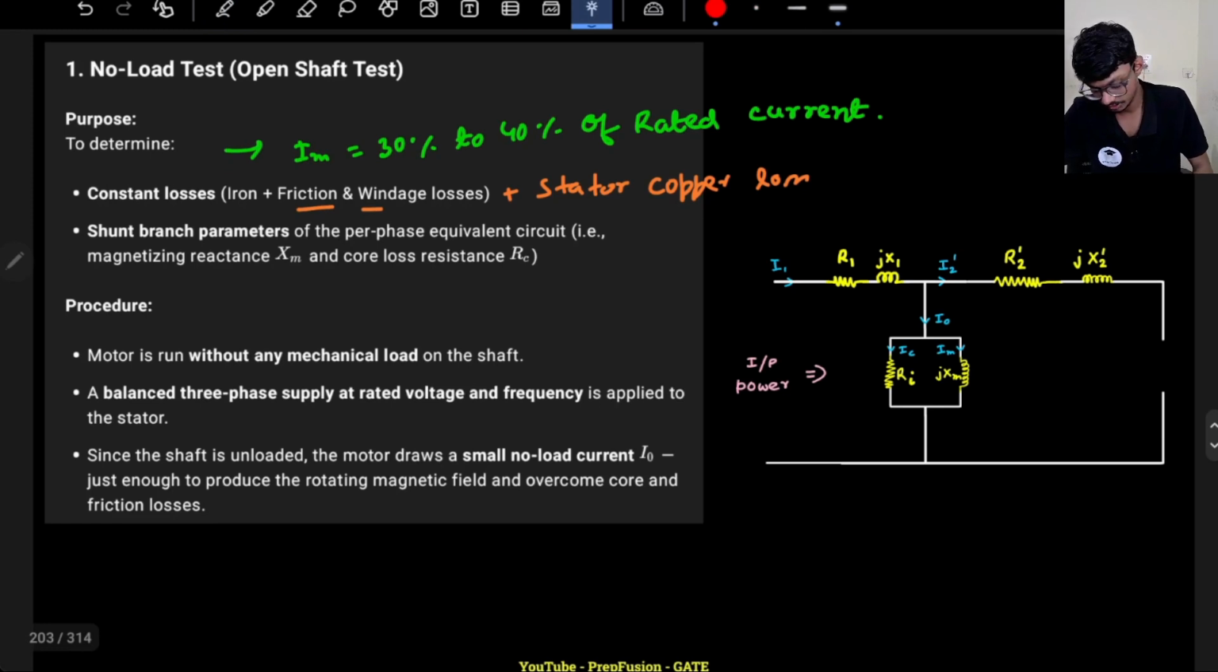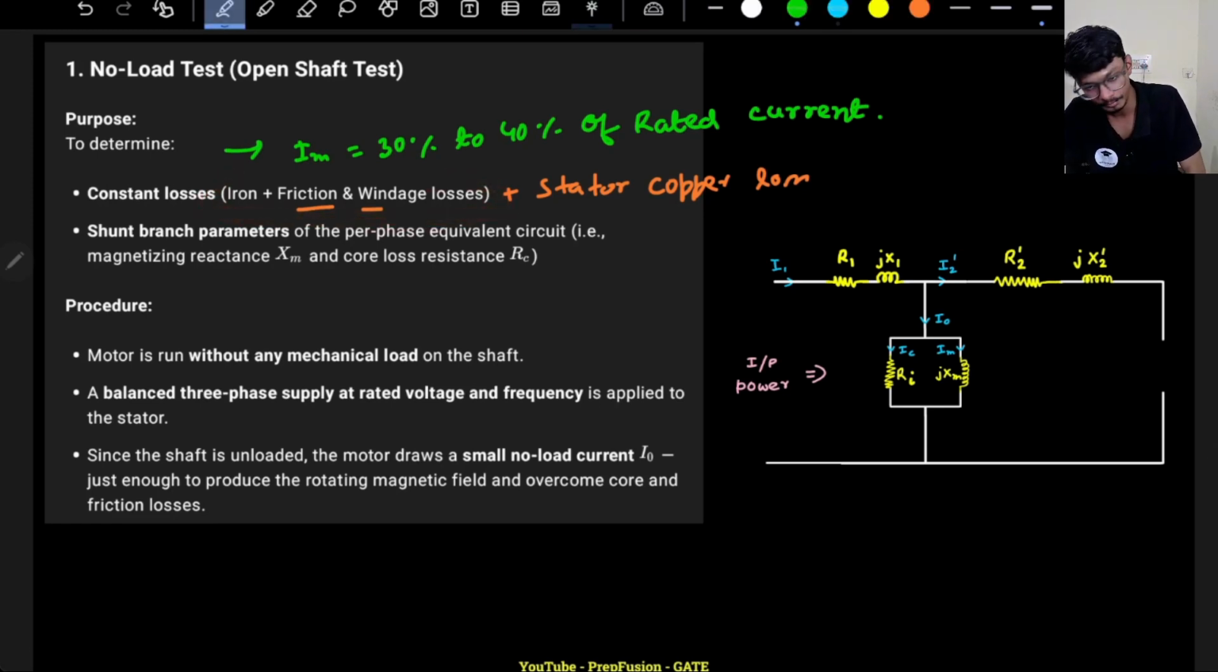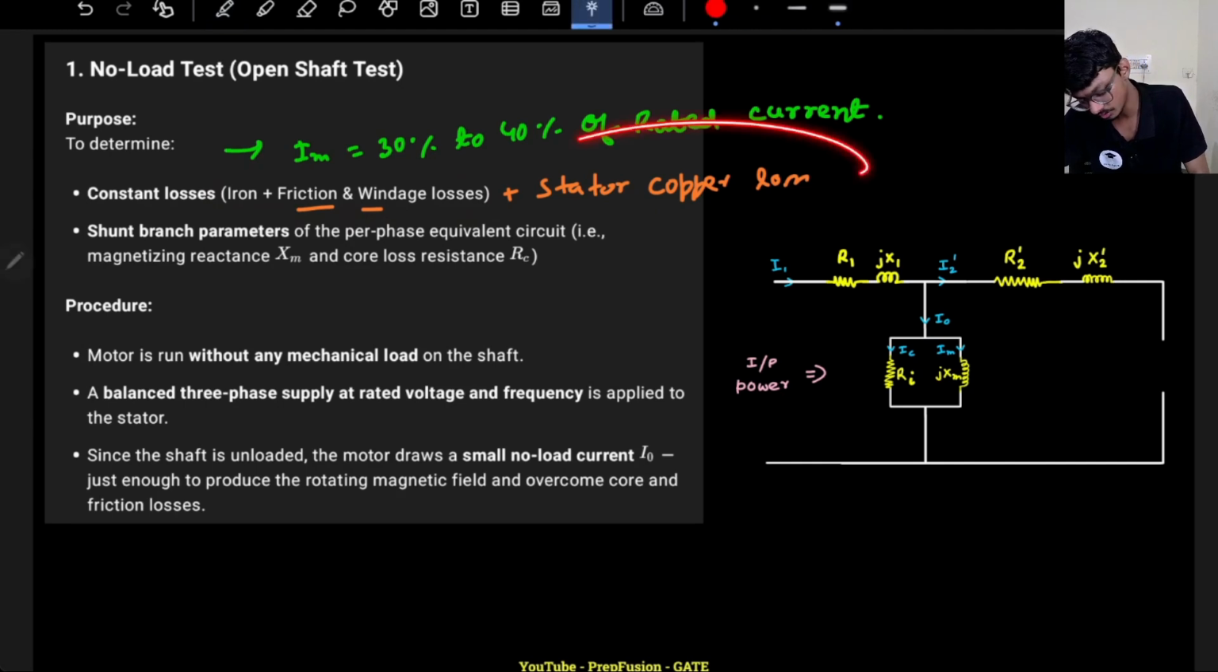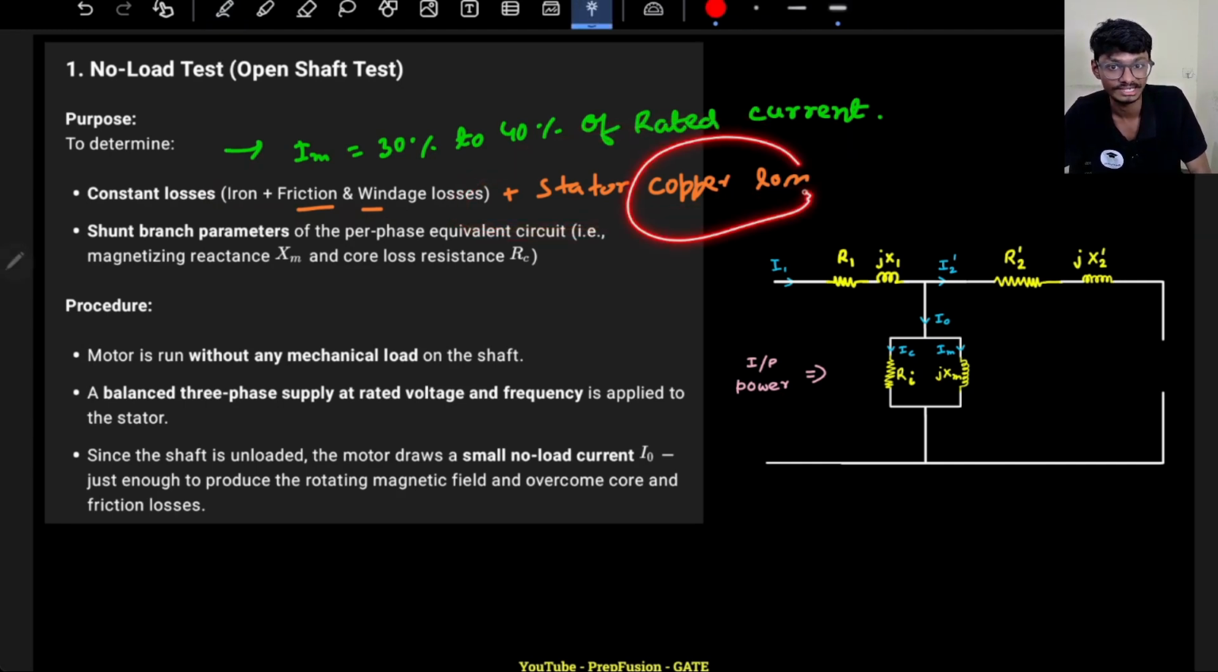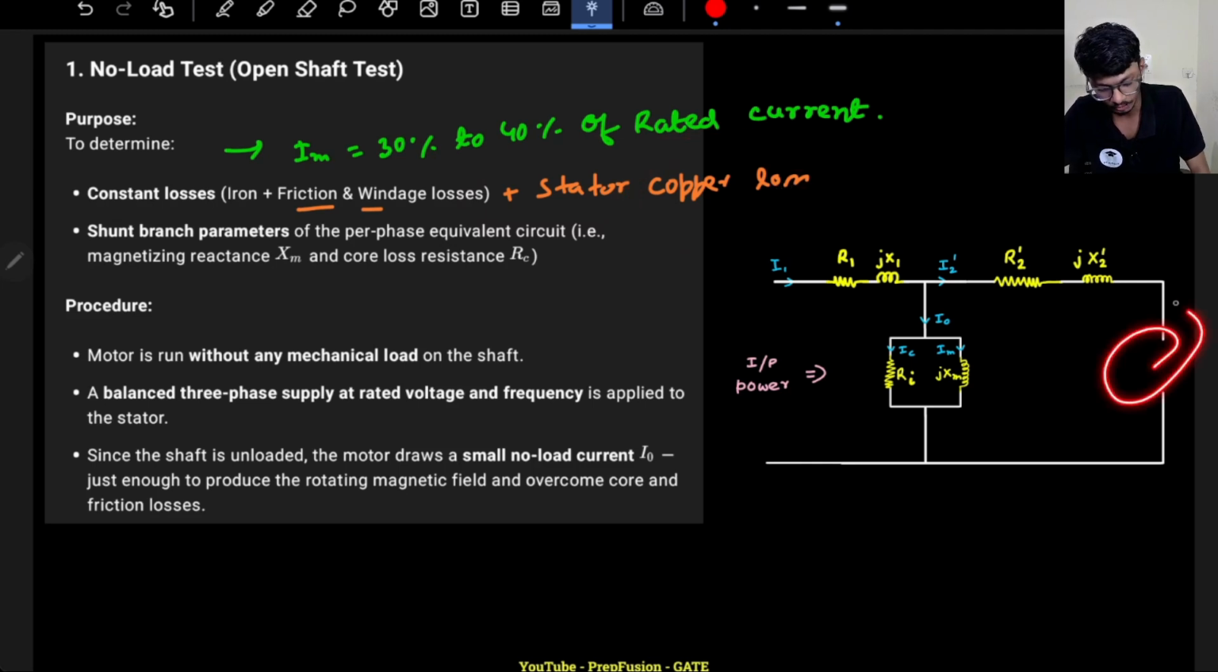Now, find out this constant loss. Copper loss is a variable component of loss, but as I am applying rated voltage, only the no load current will flow, which is almost constant, so I can assume that to be constant. Although copper loss is in itself variable because it depends on the load current, my load is open, there is no load, so that's why this is also included in the constant losses. So with this we will be able to find out the shunt parameters XM and RC.